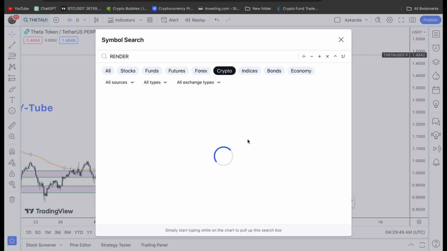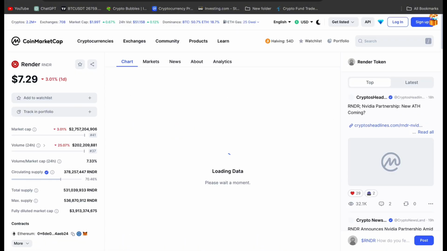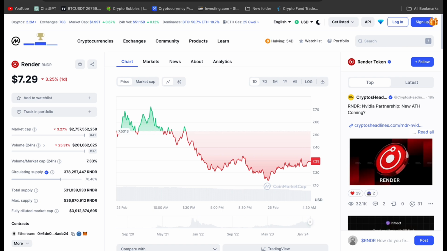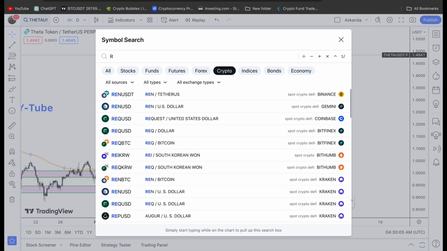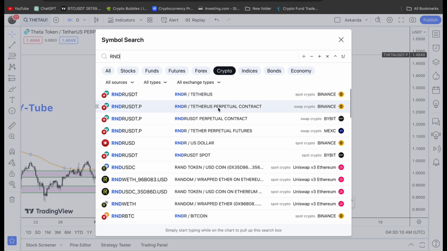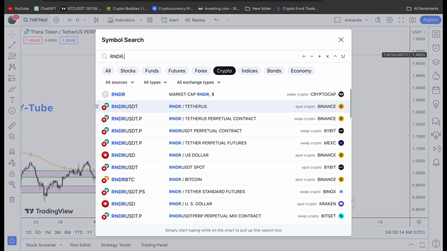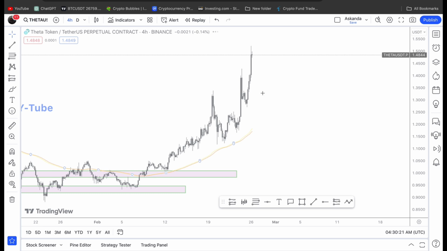Okay, so we have Render token. Let's check the name here. The name is not like that on trading. So the name is RNDR. Okay, so this is Render token. I told you to add .P to it, so we have RNDR.P. So we will now select Binance. And if you are trading on Bybit, you select Bybit. So I'll select Binance here.